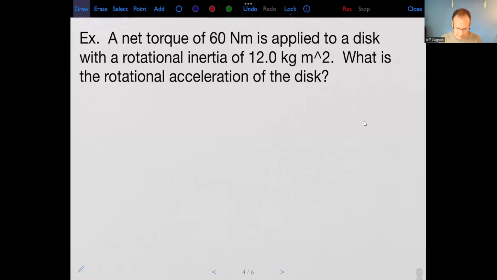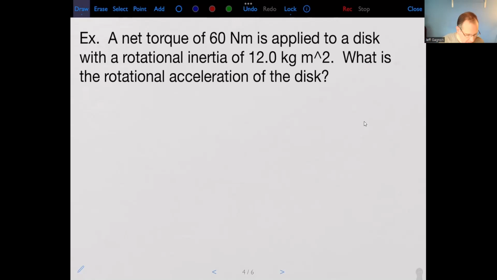Okay, so we'll start off with a very straightforward example. This first example says a net torque of 60 Newton meters is applied to a disc which has a rotational inertia of 12.0 kilograms per meter squared. What is the rotational acceleration or angular acceleration of the disk?